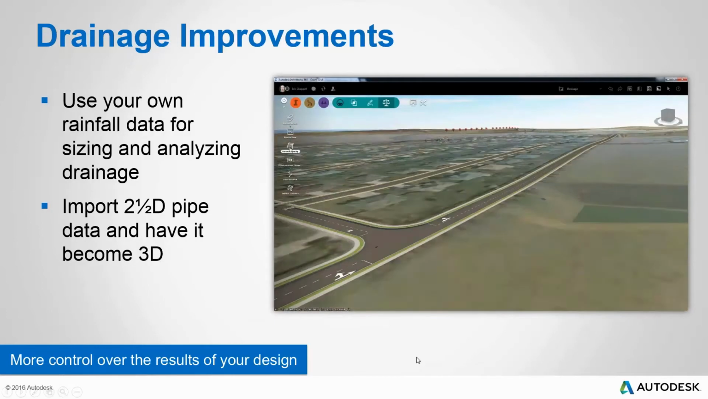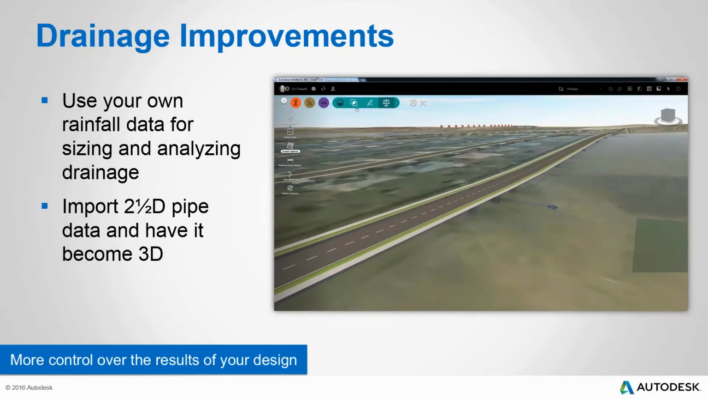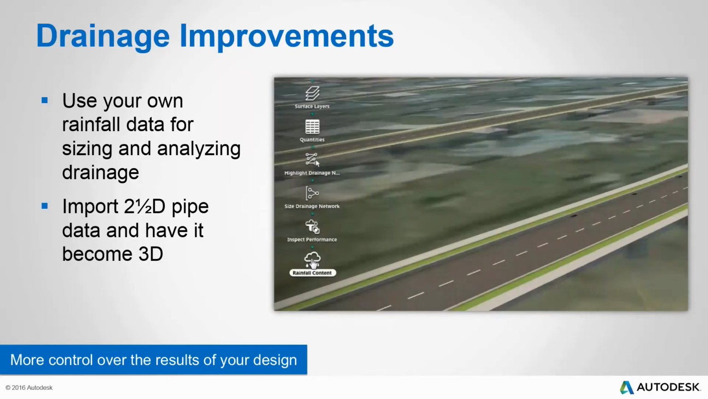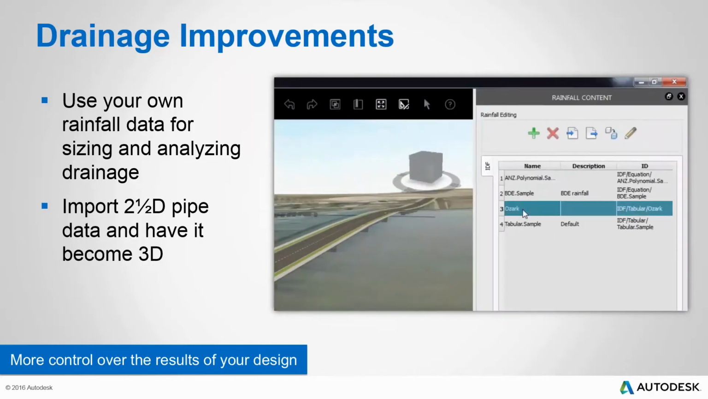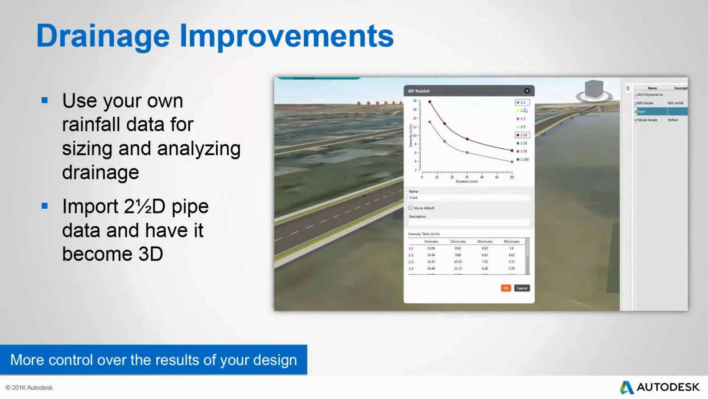We've also got some exciting drainage improvements in this version. You can use your own rainfall data. So, rainfall data for your region, you can plug that into the calculations that are used in sizing pipes and that sort of thing. You can also import what we're calling 2.5D pipe data. So, typical example is GIS data, which represents the locations of pipes and structures, with the inverts being included as attribute data. So the inverts are attributes.